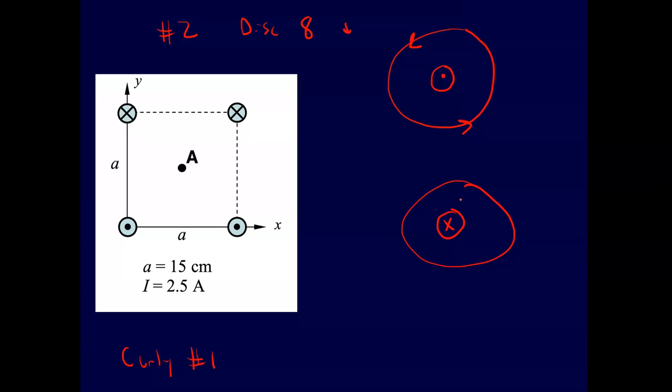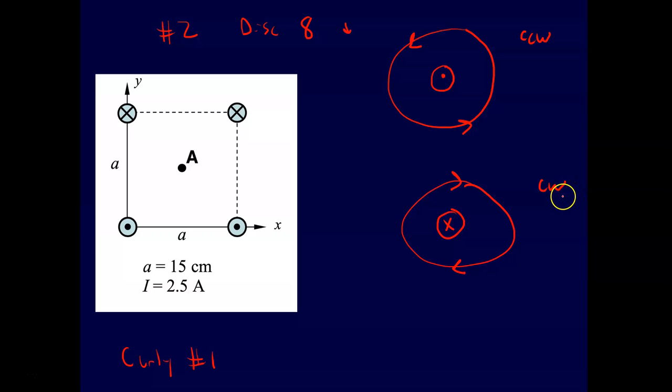In the other case, my thumb is going into the screen, and my fingers curl in a clockwise fashion, like this right here. So you've got the right hand rule, but you could also just say that when the current is coming out in a picture like this, it's counterclockwise, and when it's going in, it's clockwise. It's up to you.